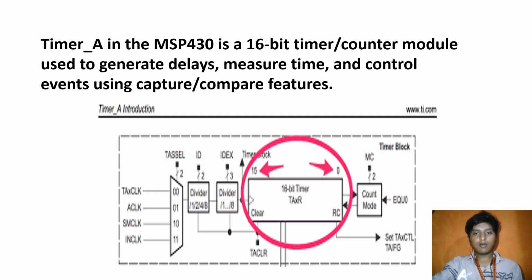We have this type of clocks in the MSP 430. We can give the clock signal to ID and IDEX, and the selected clock is passed through dividers 1, 2, 3 and 4, etc. The timer input clock function we can also give. The 16-bit timer counter is the core block, with the timer register TAxR, and the count module output. We can collect the output in the output module control, MC.